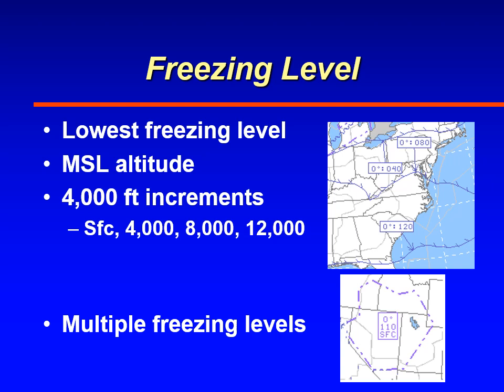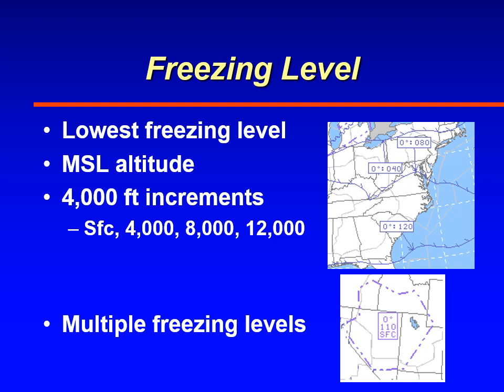The first graphic shows the symbols that they use. They use a line with little hairs on it, and they have a legend that says 0 and then a colon, and 120 or 040 or 080, which tells you the altitude of that freezing level. It makes it a little bit difficult. You have to look at that label and then follow the arrow to the particular freezing level line.